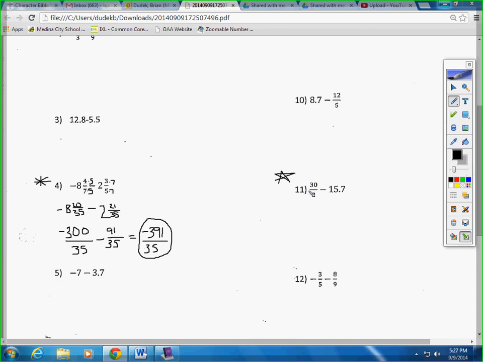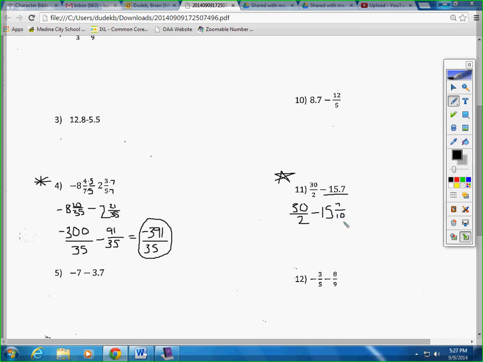How I'm going to start out is I'm going to assume that we don't recognize that 30 divided by 2 is actually 15. Okay? So I'm going to assume that we do not recognize that. So I need to turn this guy into a fraction so that we can subtract it from this one. So let's rewrite this. 30 over 2 minus, and of course this is 15 and 7/10.